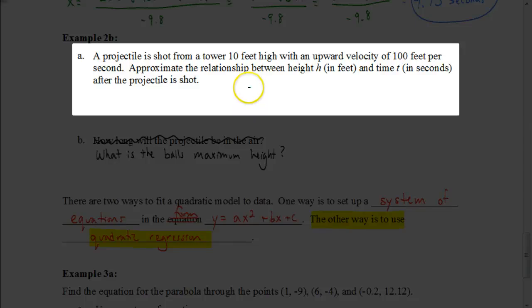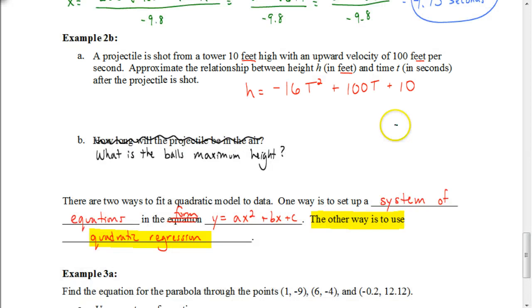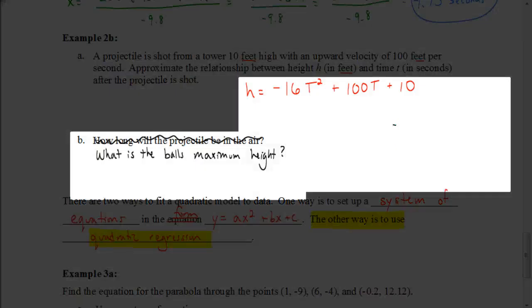So it's going to be h equals, this time everything is in feet, so our value for g is going to be 32. Half of that is 16, so it'll be negative 16 times t squared, plus your initial velocity. Our initial velocity is 100 feet per second, so it'll be 100t. And our initial height is 10 feet, so it'll be plus 10. So there's our equation.